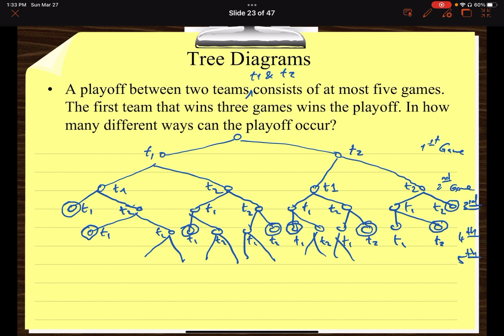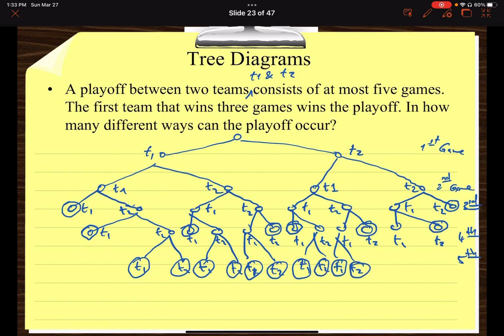Am I going to check anything here, or are things finished? Well, here things are finished, right? Because it's already 2-2. So basically, whoever wins the fifth wins the whole playoffs. So I have also these. All these are winners. So now, if I want to count, how many scenarios do I have?